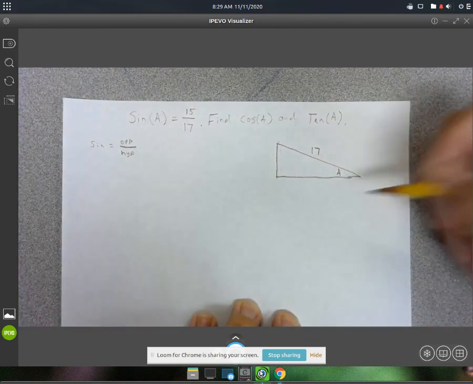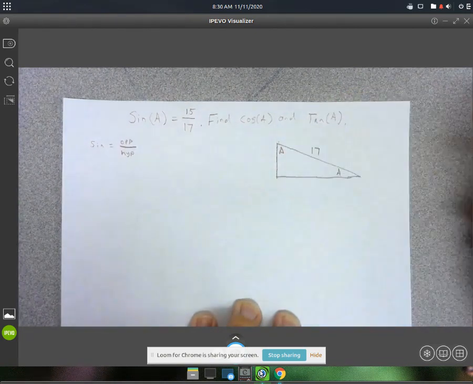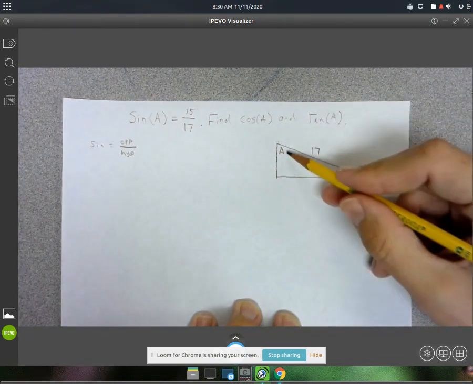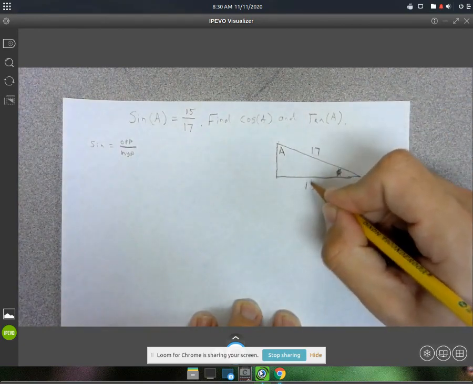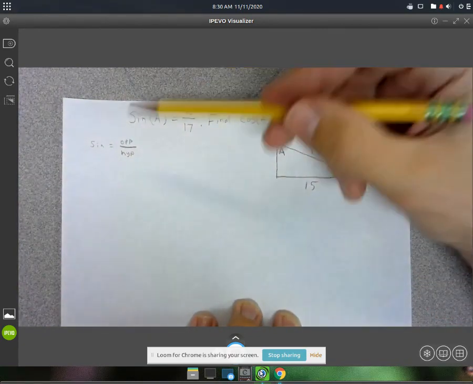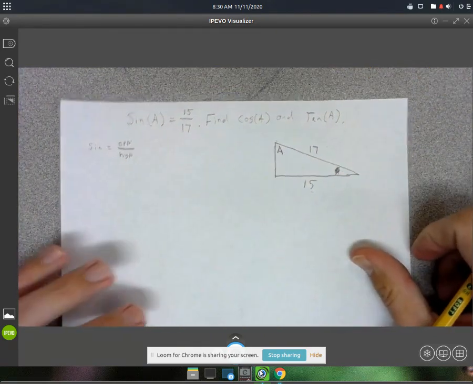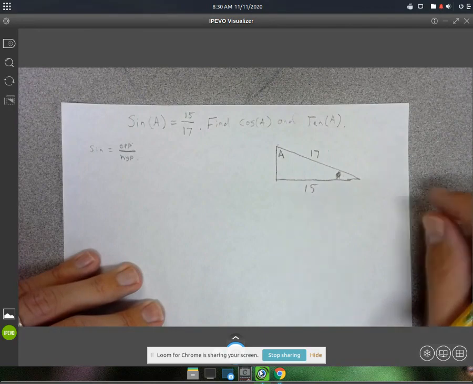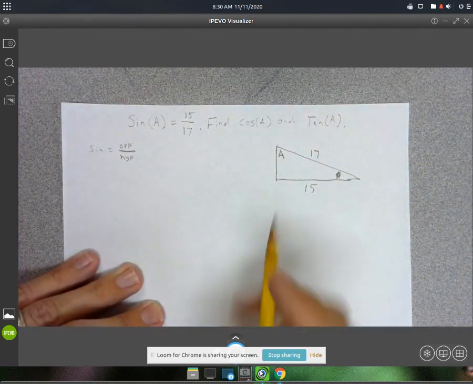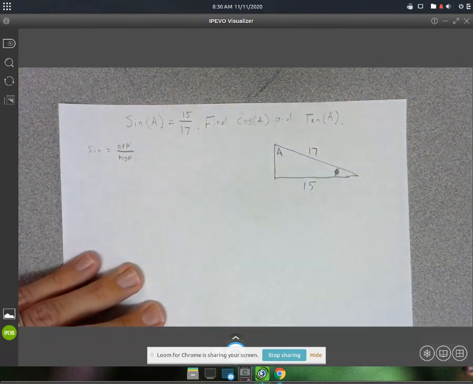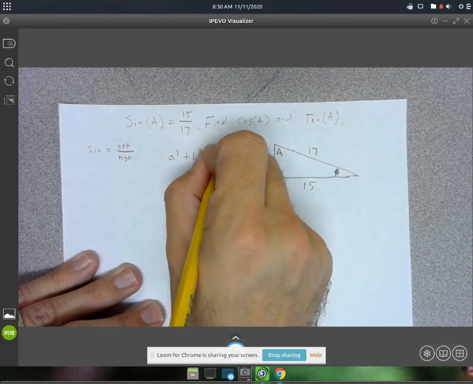So you don't have to do this, but I'm going to go ahead and switch my angle here. I'm going to make that one A, and I'm going to work based off of that angle. See, now it looks better that this is 15 and that's 17. So opposite over hypotenuse, 15/17. And then from here, you're going to have to use the Pythagorean theorem to figure out this side over here.